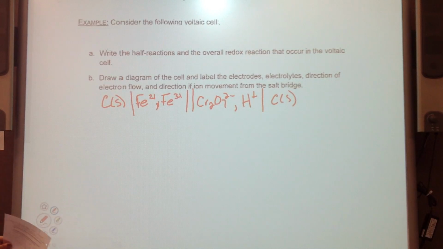Okay, this is our voltaic cell. Carbon, iron species, dichromate species, and then carbon. So it says write the half reactions and the overall redox reaction that occur, and then draw the diagram.